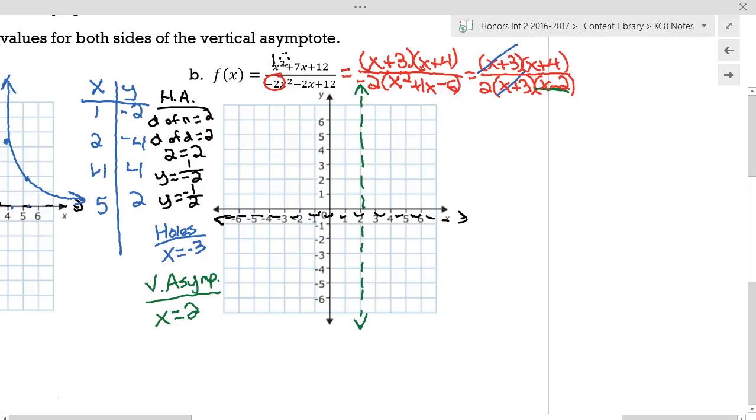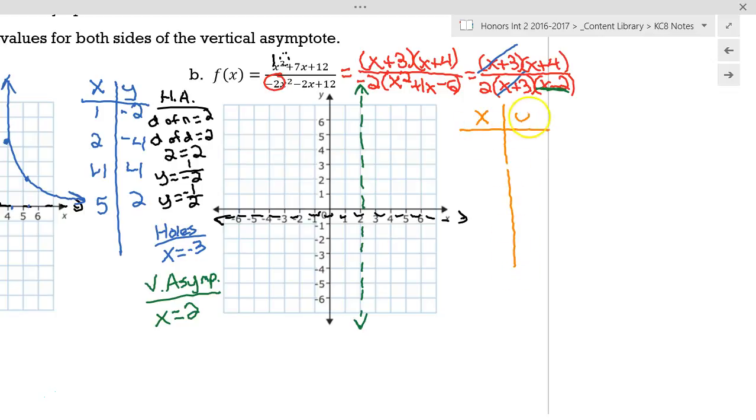Now, when I find my table of values, it's still the same. Okay? I want to go to the left and to the right of my function. So, I'm going to choose 0, and I'm going to choose 1. And then the other side of my vertical asymptote, I'm going to choose 3 and 4. The last thing I need to do, which is a little bit different, is when you have a hole, I also need to find where my hole is. Okay? The left, the right, and your hole.